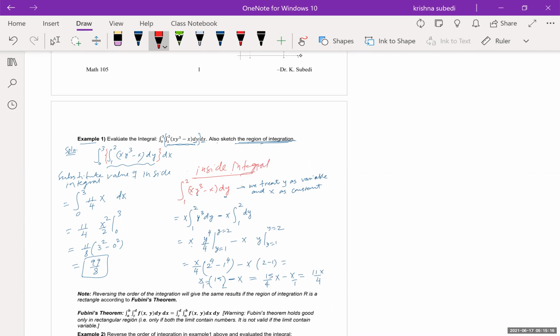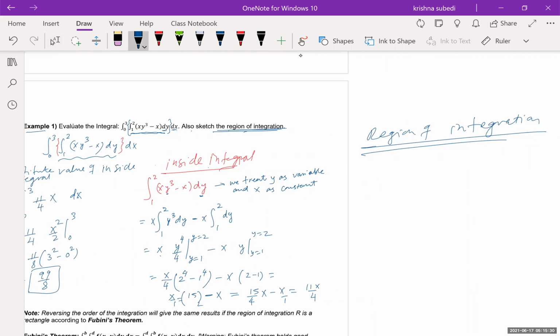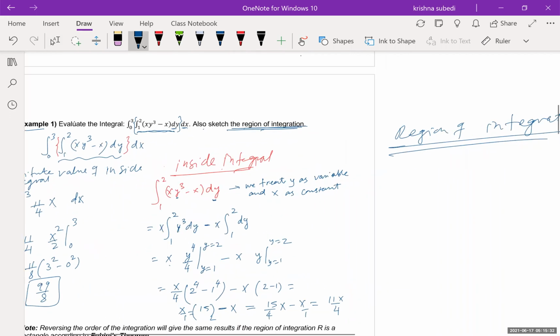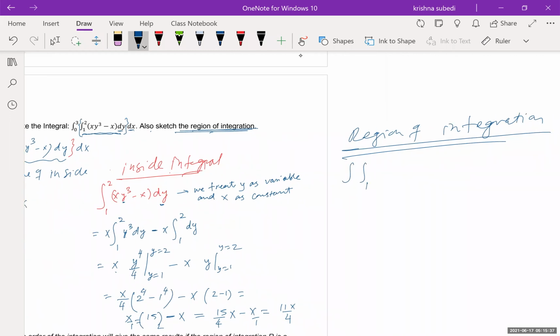Okay, I'm going to do this here, region of integration. So notice that, let me just copy that question again: the integral from 1 to 2, 0 to 3, xy cubed minus x dy dx. What it means is the inside limit. You see the inside integral has limit 1 to 2, and the inside differential is dy.